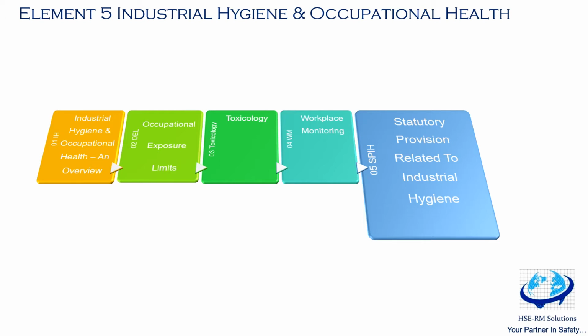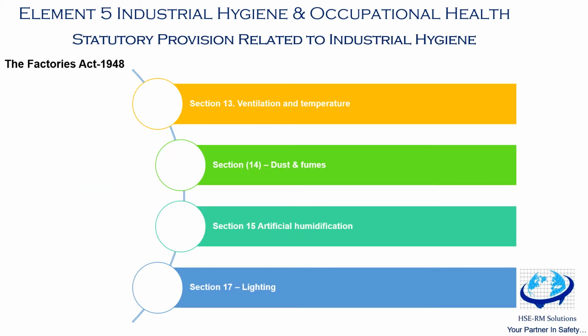Basically, what we are going to cover is statutory provisions related to industrial hygiene. Now, whenever we talk of any legal requirements, what is the standard that we refer to? National standards, right? So let us start with that. In this element, industrial hygiene and occupational health, the Factories Act 1948. So what does it say related to the provisions for industrial hygiene? In section 13, ventilation and temperature, what does it say? Let us try and understand in brief.